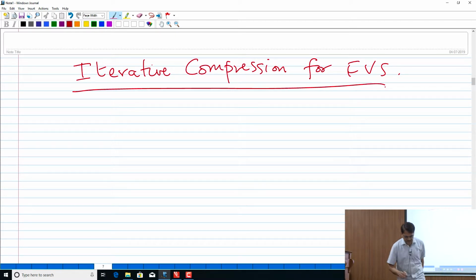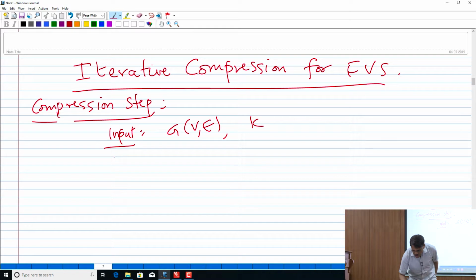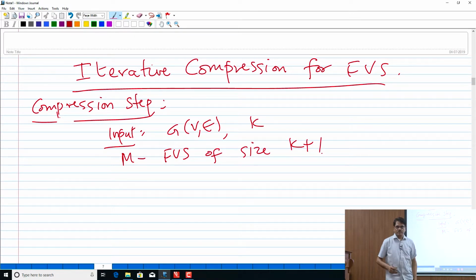What is the compression step? Your input is your G, V, E and parameter k, and there is an M which is a feedback vertex set of size k plus 1. So I am augmenting you with a solution of size k plus 1. Now I am asking, is there a feedback vertex set of size at most k?